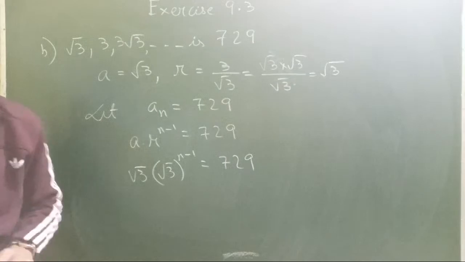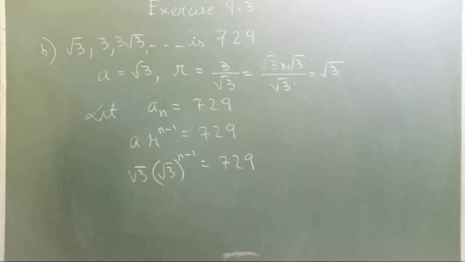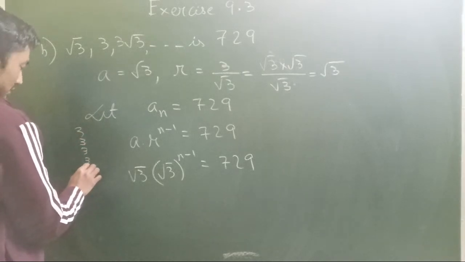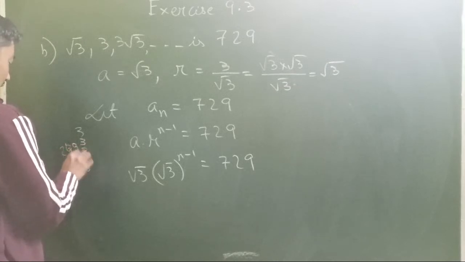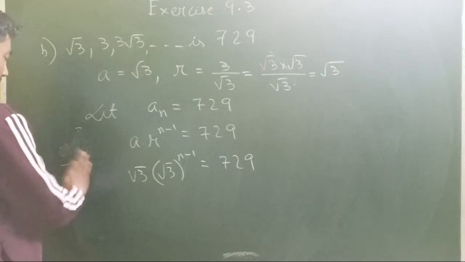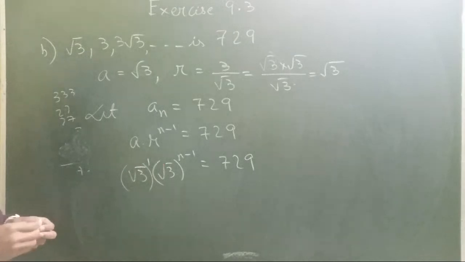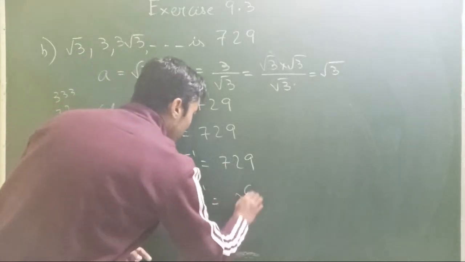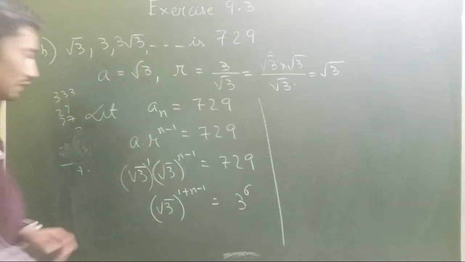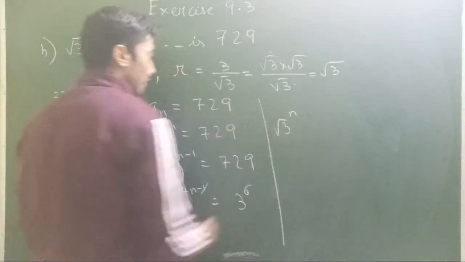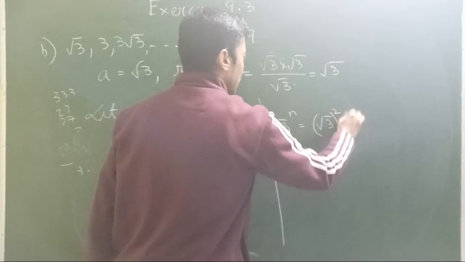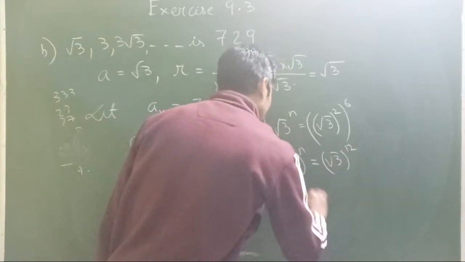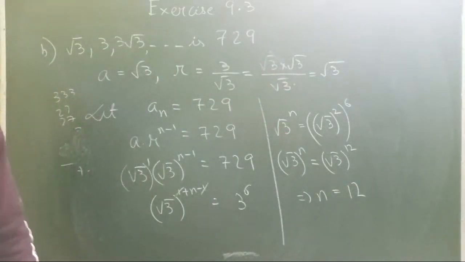Now let's try to find out what 729 is. If you factorize 729 by 3: 3 threes are 9, 27, 81, 243. Root 3 can be written as root 3 power 1. So from the law of indices, we can write this as root 3 power 1 plus n minus 1, and this can be written as 3 power 6. So 1 plus n minus 1 gives root 3 whole power n, equal to, just like the previous question, 3 can be written as root 3 whole square, power 6. So root 3 whole power n is equal to root 3 whole power 12. That simply implies that the 12th term is 729.